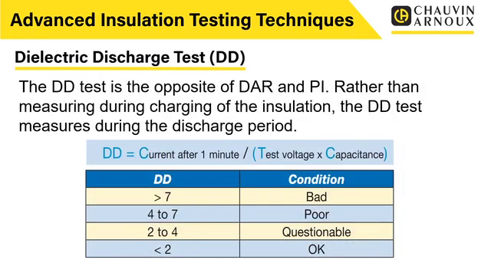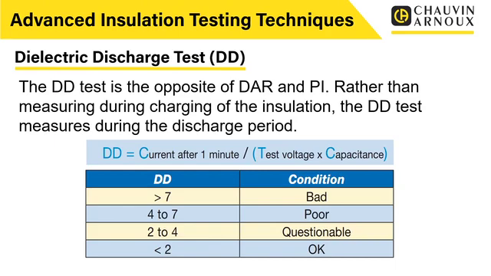Now, another type of ratio test is a dielectric discharge test, or DD test. This is very different, because it is almost the opposite of the DAR and the PI test, which looked at measurements during the charging of the insulation. So we'd apply the test and actually charge it up. The dielectric discharge test, as the name suggests, talks about the discharge period. Once we've removed the test voltage, what then happens to the voltage afterwards? How does it deteriorate? How does it fall?